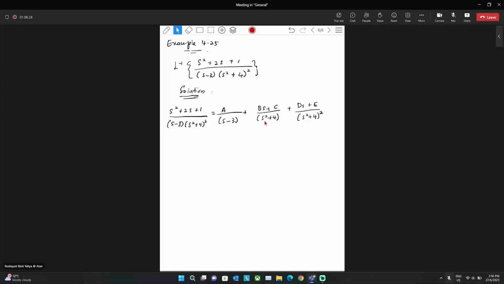Now you use quadratic. So S squared plus 4 on the denominator, your numerator is a constant multiplied with S plus another constant. Same goes to this. But the power here depends on the highest power, so to the power of 2, it is repeated 2 times.